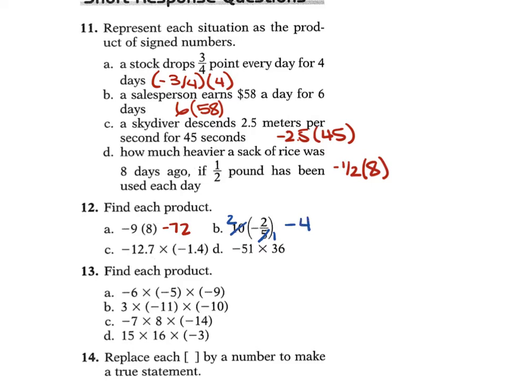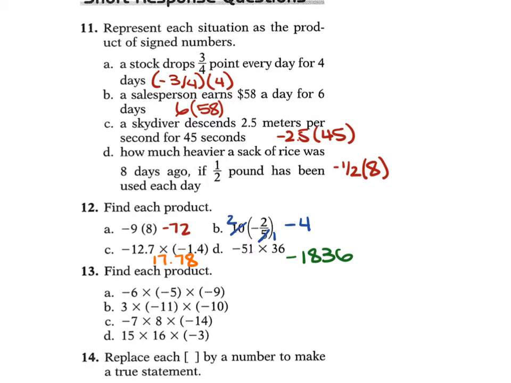For C, we have -12.7 times -1.4. A negative times a negative is a positive, so we're just going to do the 12.7 times 1.4, which is going to give us a positive 17.78. For D, we have -51 times 36. For this, because you have a negative and a positive, your answer is going to be negative, and 51 times 36 is 1,836.